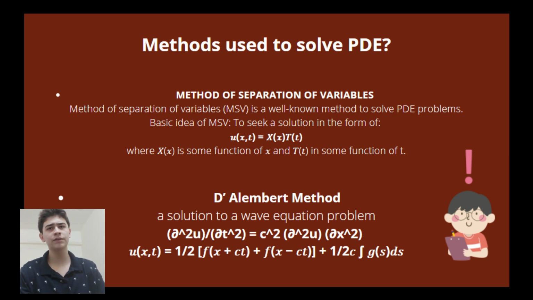The first one is the method of separation of variables. The method of separation of variables, also known as MSV, is a well-known method to solve PDE problems. The basic idea of MSV is to seek a solution in the form of u(x,t) equals X(x) T(t), where X(x) is some function of x and T(t) is some function of t.